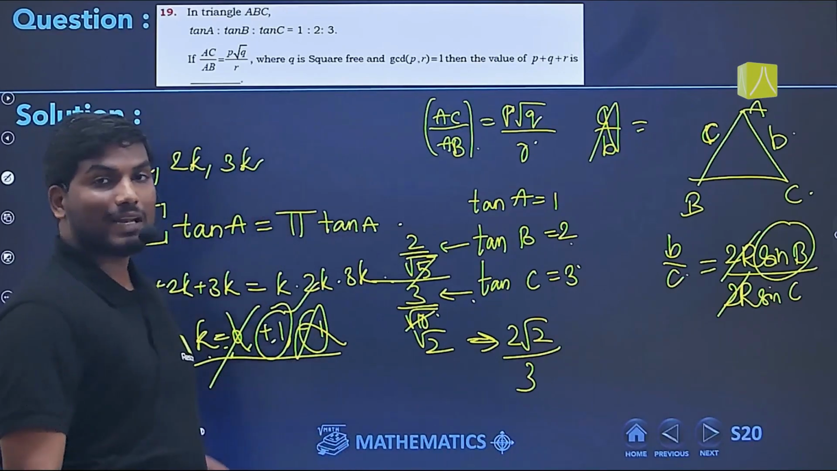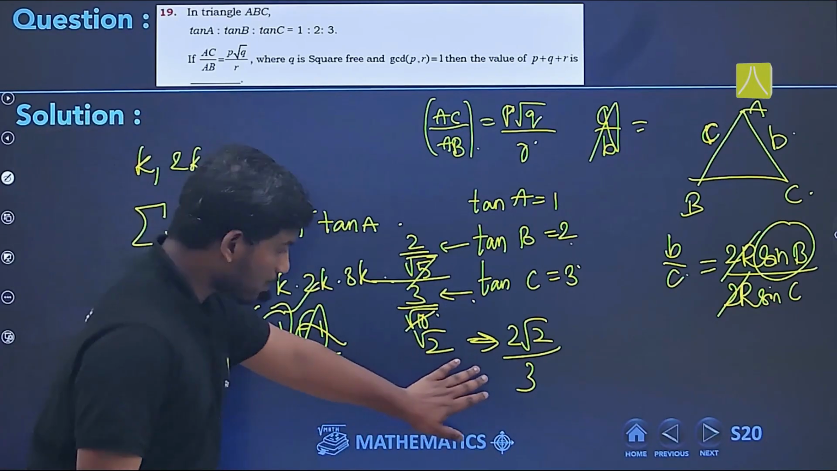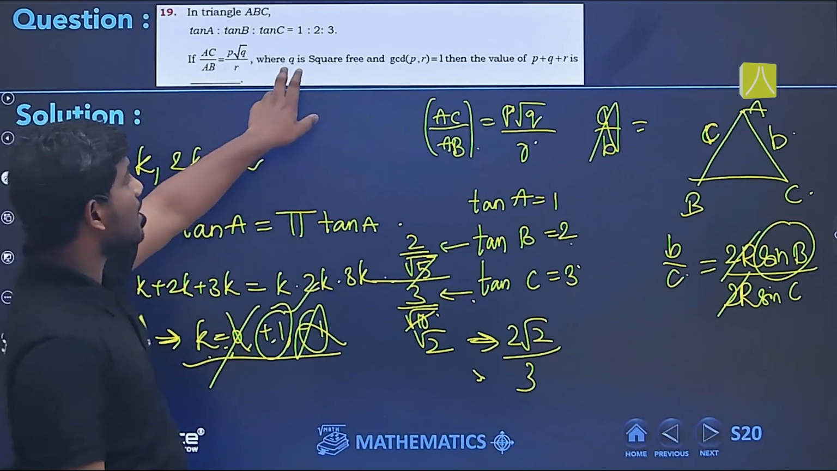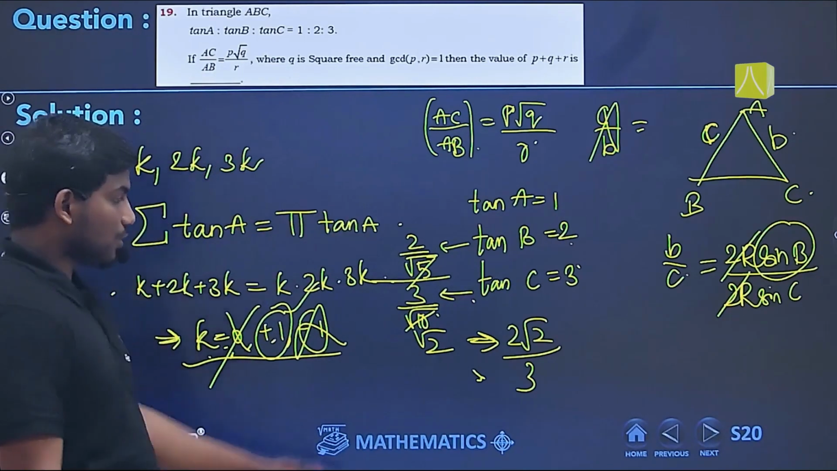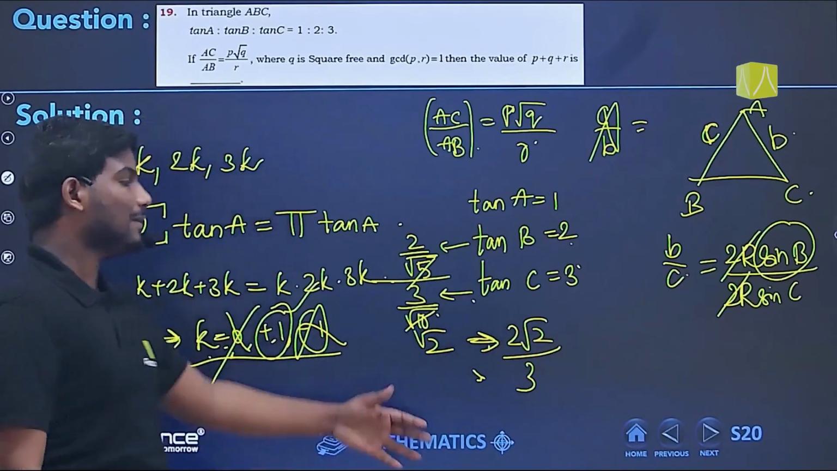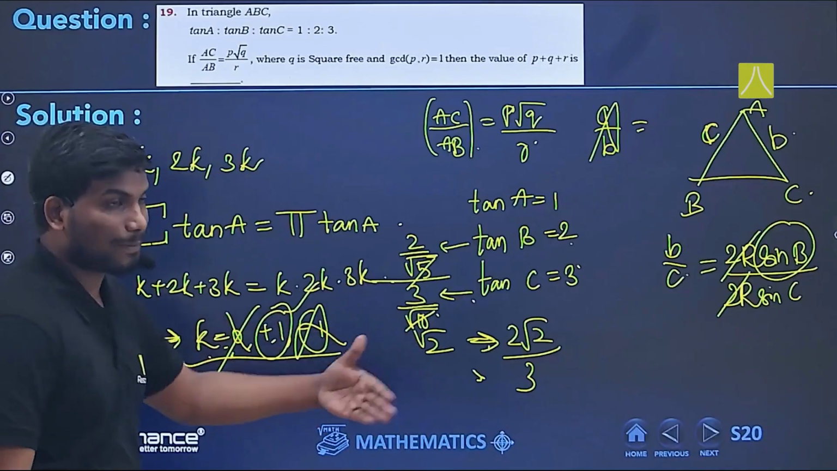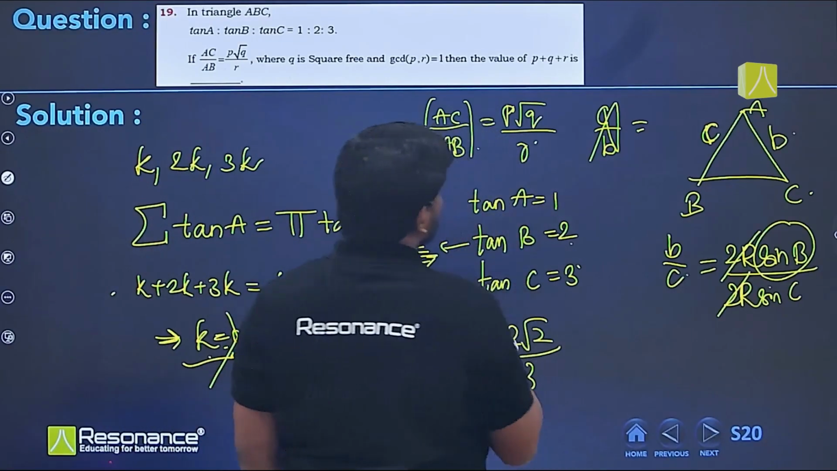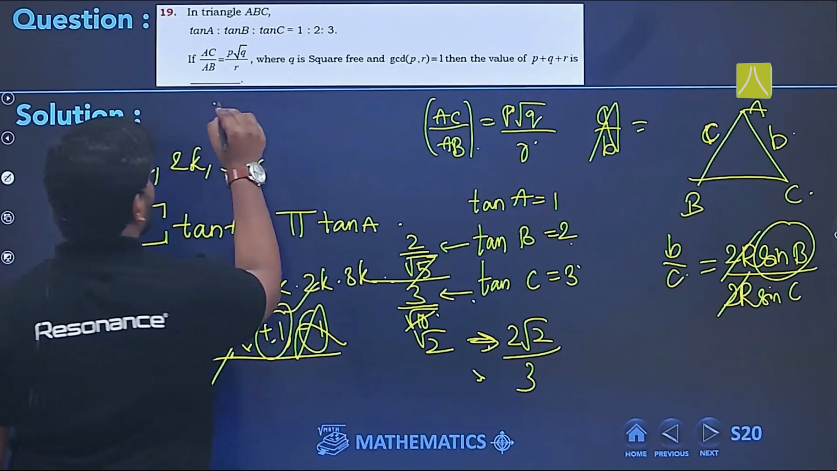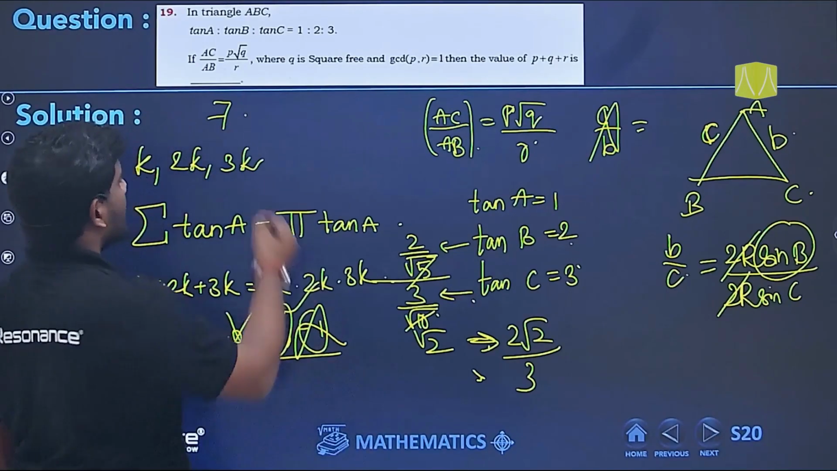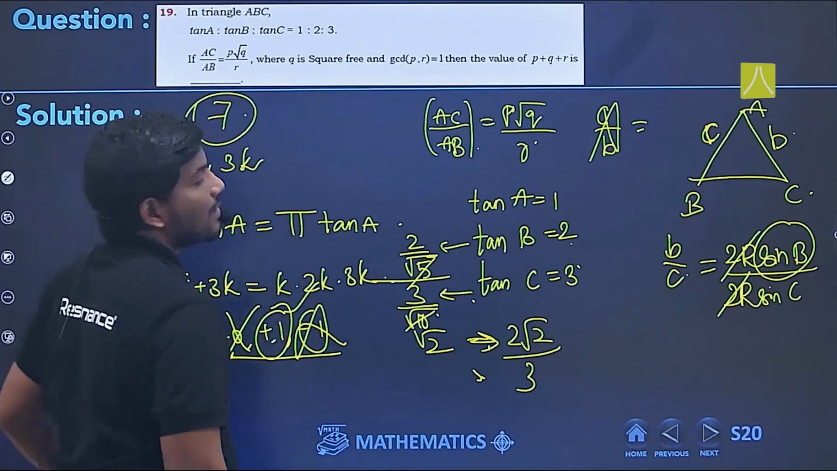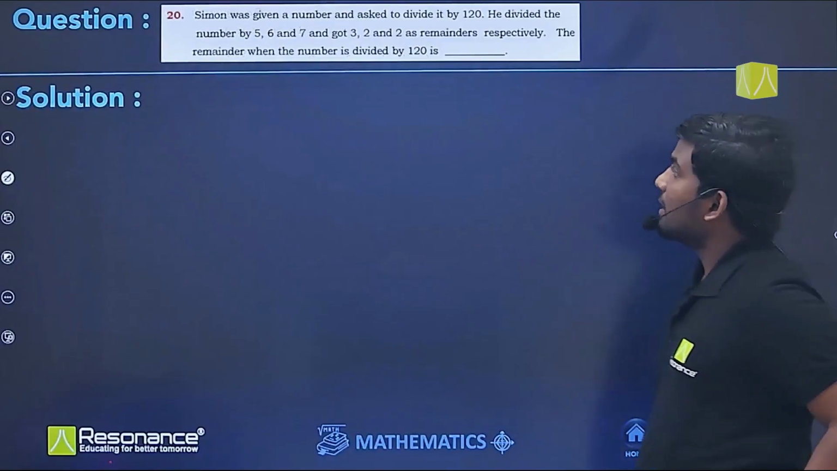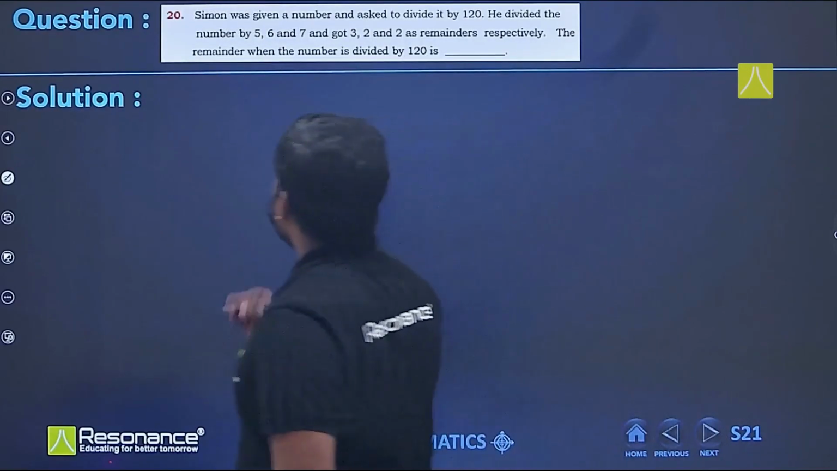Now this value came out to be 2 root 2 by 3, comparing it to p root q by r, because q is square free. So you can't take this 2 inside and say 1 plus 8 plus 9. We have to say 2 plus 2 plus 3, 7 is the sum. 7 is the answer for this. So 19th question, the answer would be 7. Now we have question number 20.